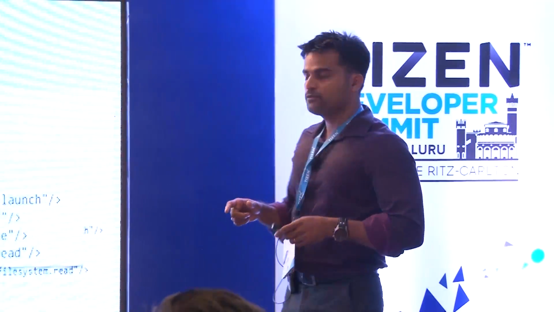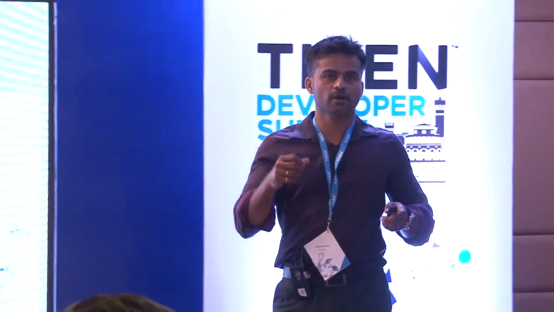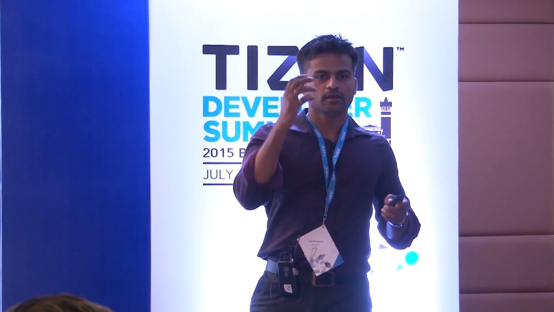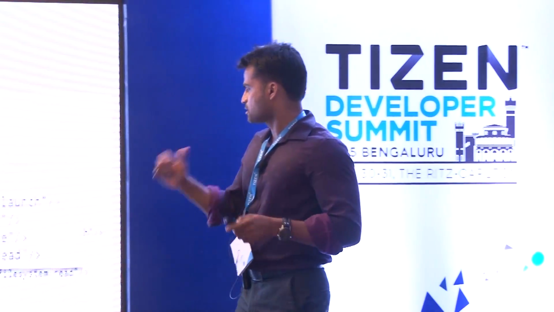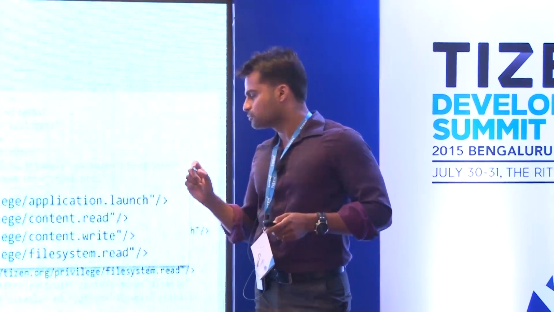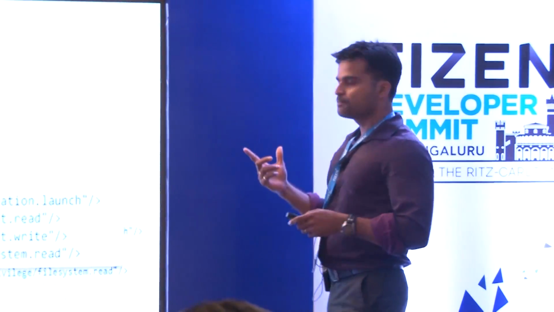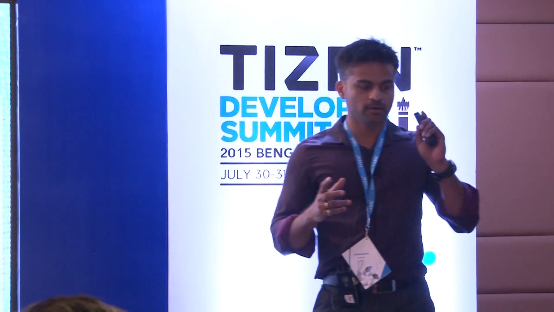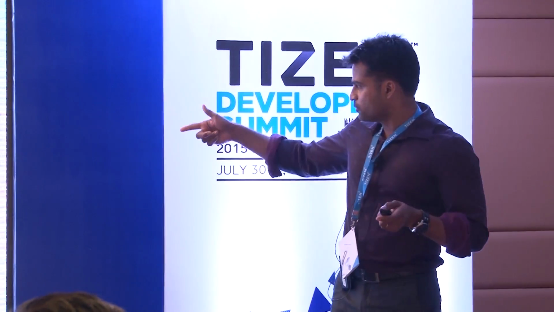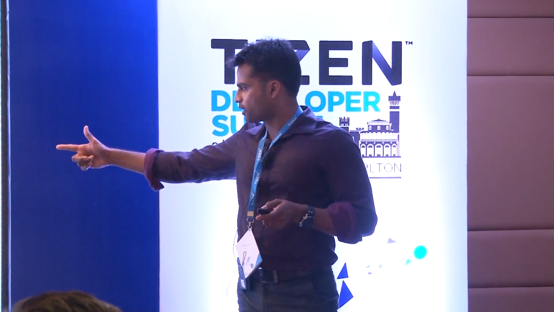For example, I would like to access the file system. I want to read some files from my device. How do I do that? I need to use a privilege called filesystem.read. For example, to fetch some audio or video files from my device and show them in my web application, I have to add a few privileges in my config file, for example content.read and content.write.